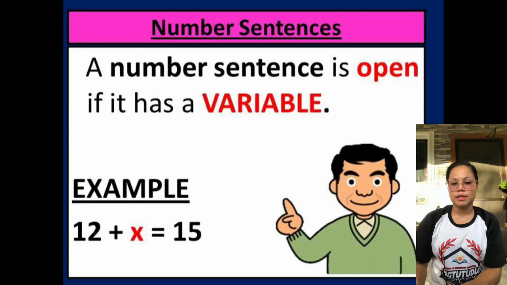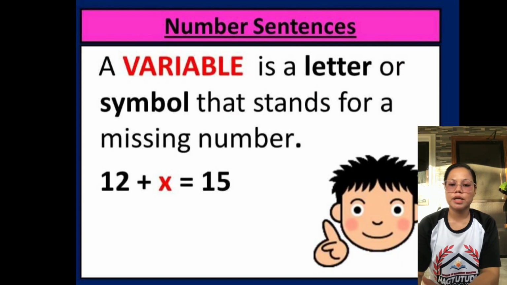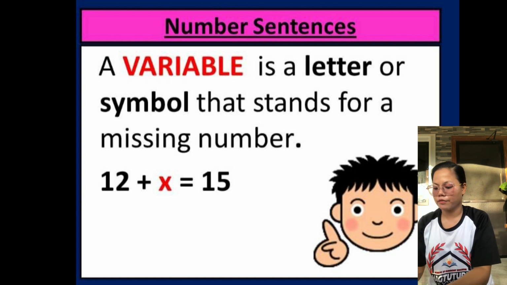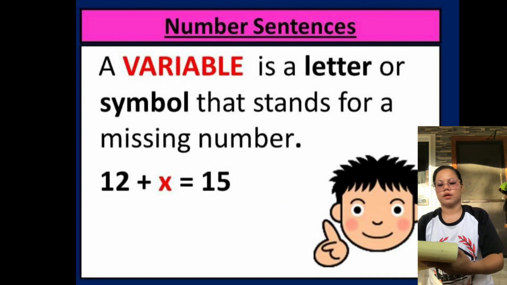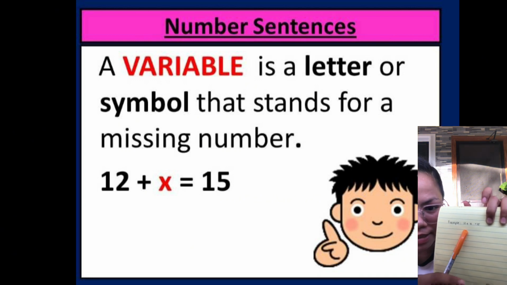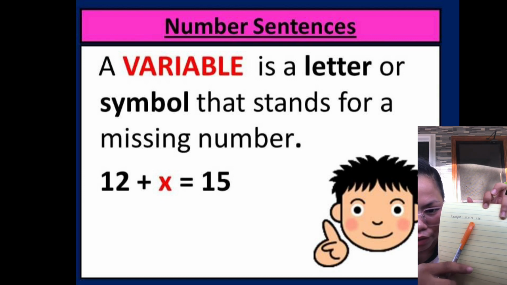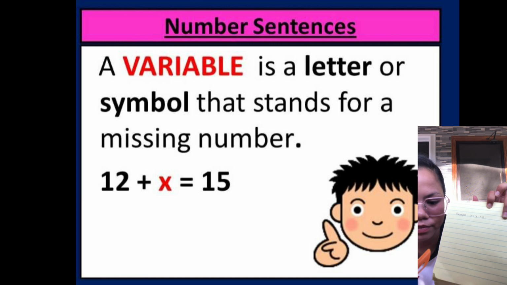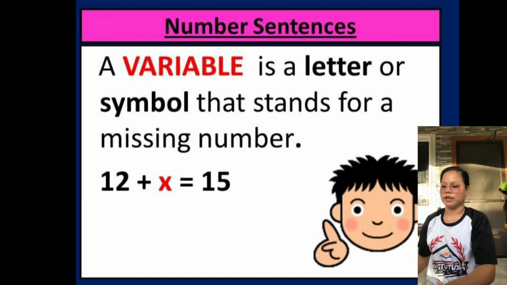A number sentence is open if it has a variable. When we say variable, it is a letter or symbol that stands for a missing number. Let's say for example, we have here 12 plus x equals 15. What is the missing value of x? Let's find it.